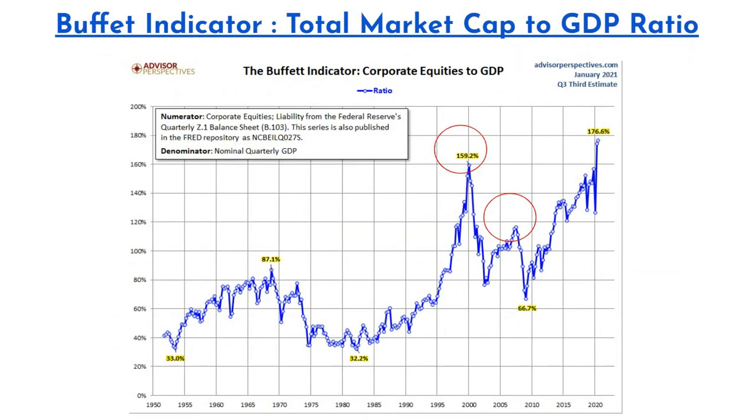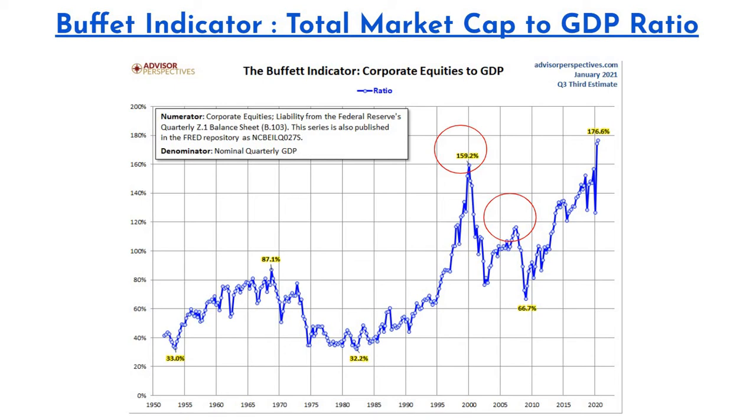The total market capitalization to GDP ratio, also known as Buffett indicator, is one of the key metrics which measures the market capitalization of all the listed companies in comparison to the size of the GDP. A higher ratio signifies overvaluation. As of today, this ratio is at 176%, which is the highest ever in the history of the US stock market. Even prior to 2000 dot-com bubble, the ratio had reached only 159%.